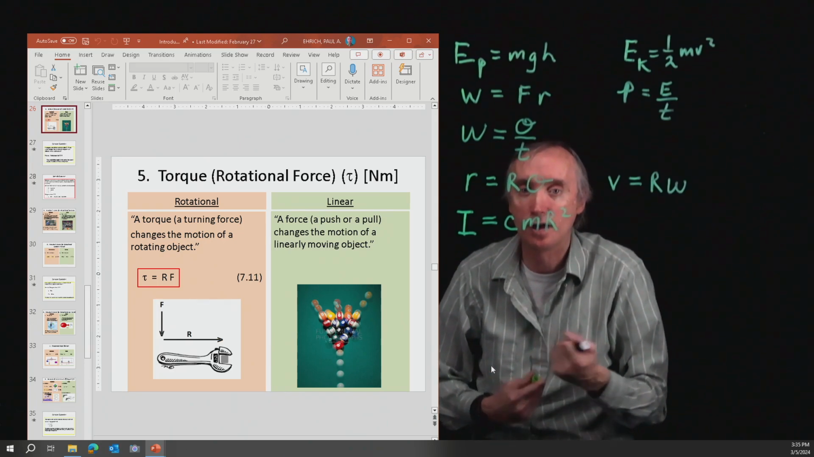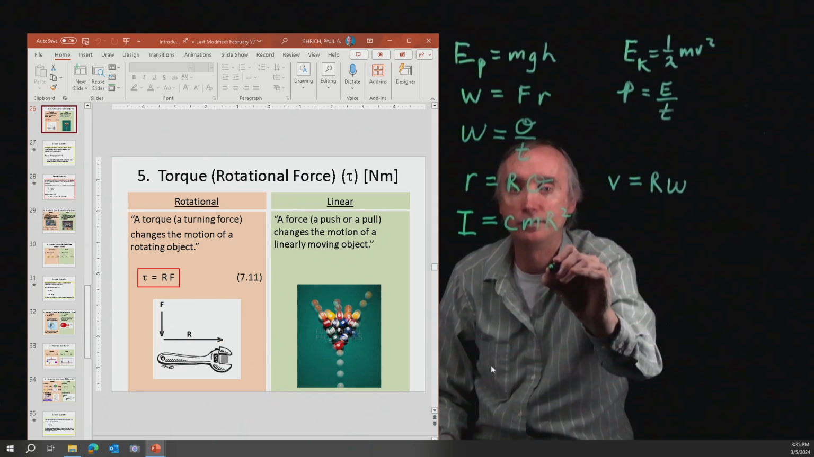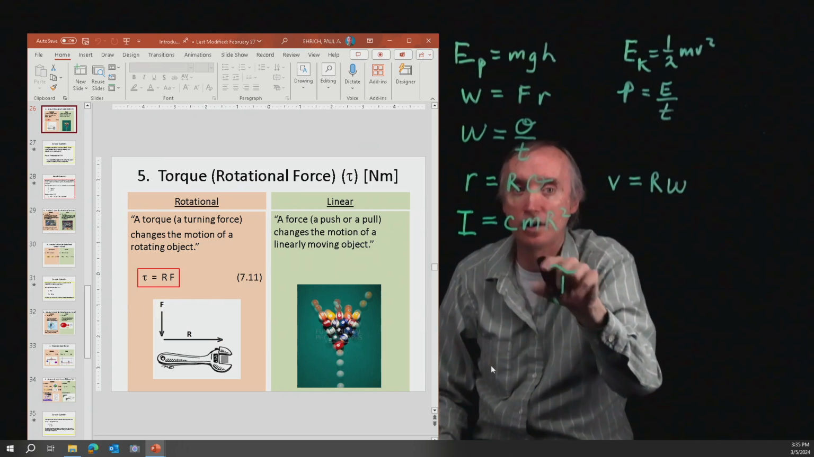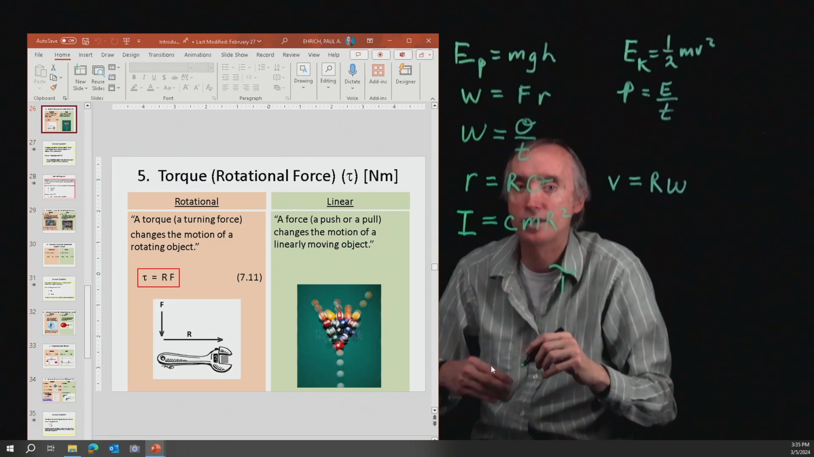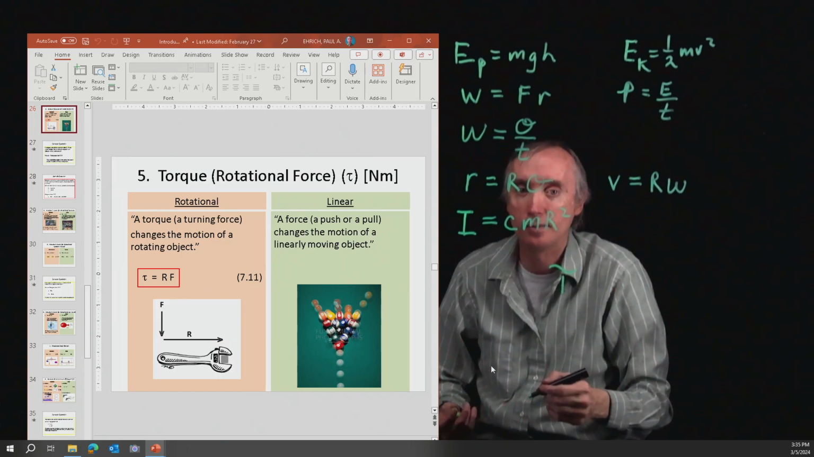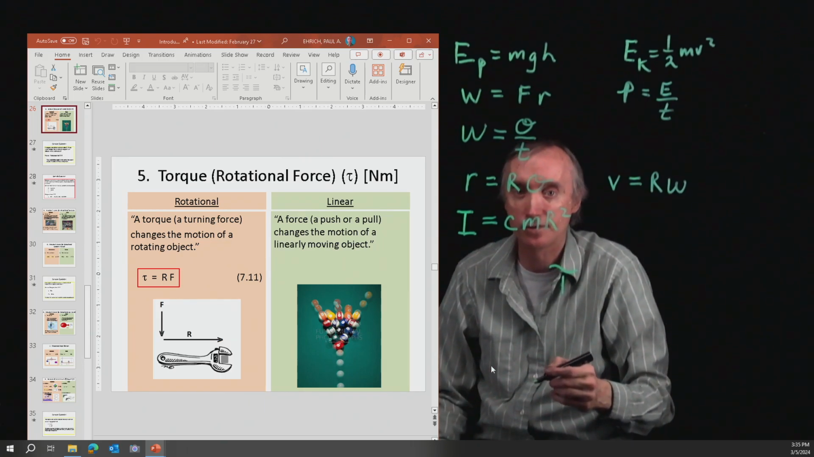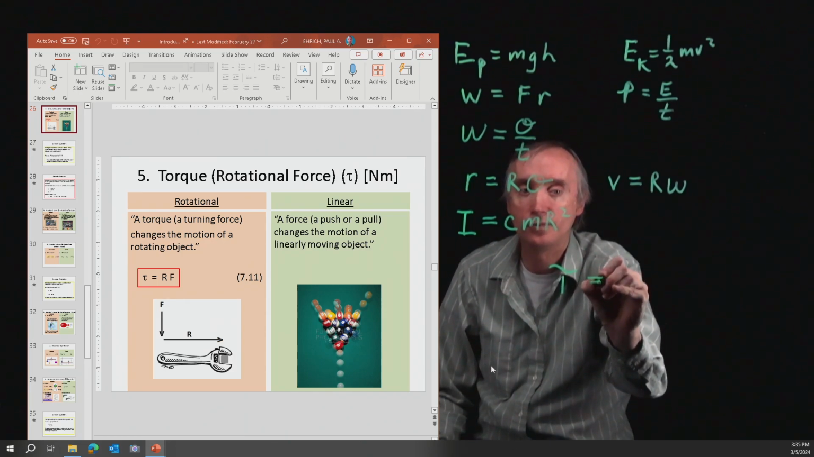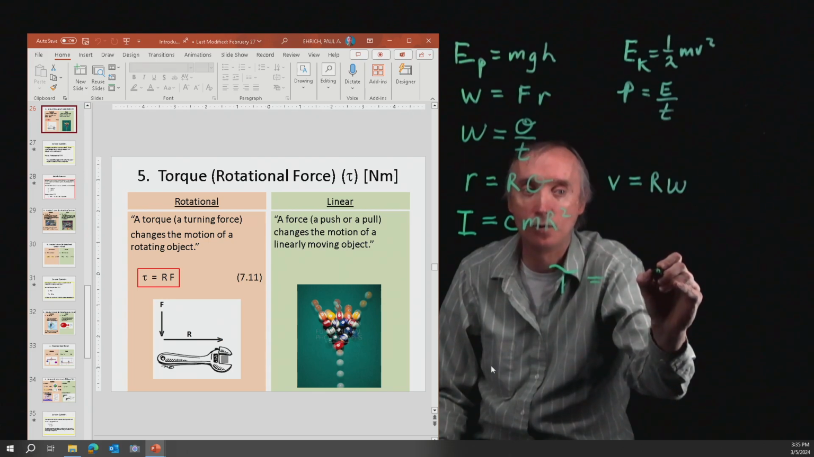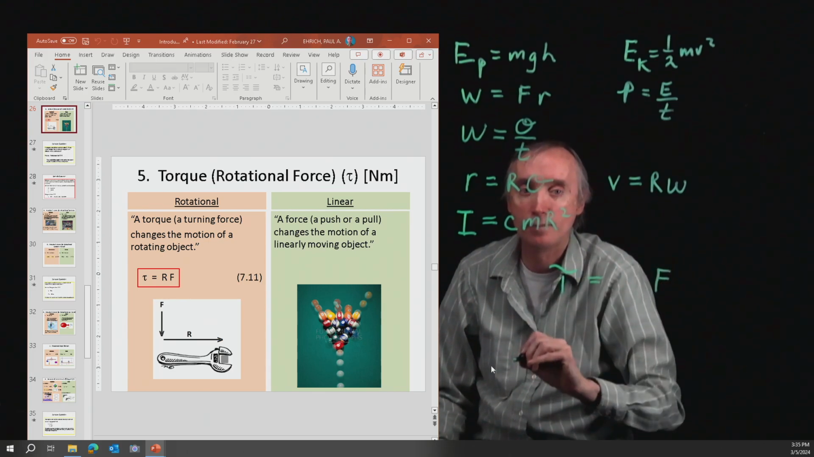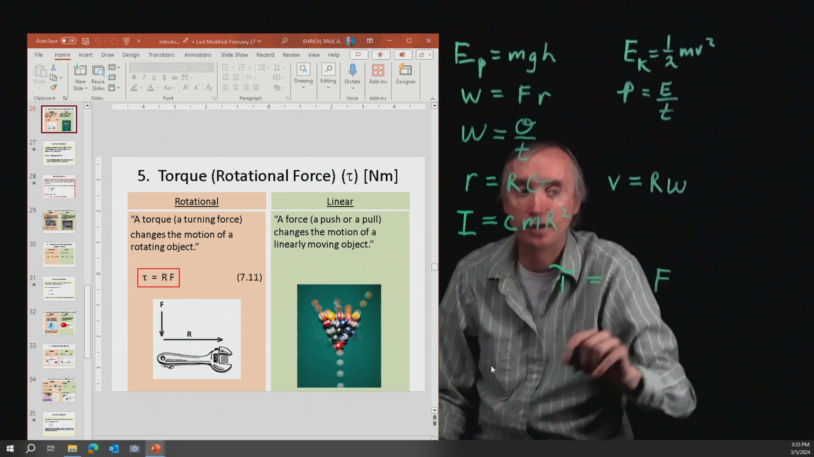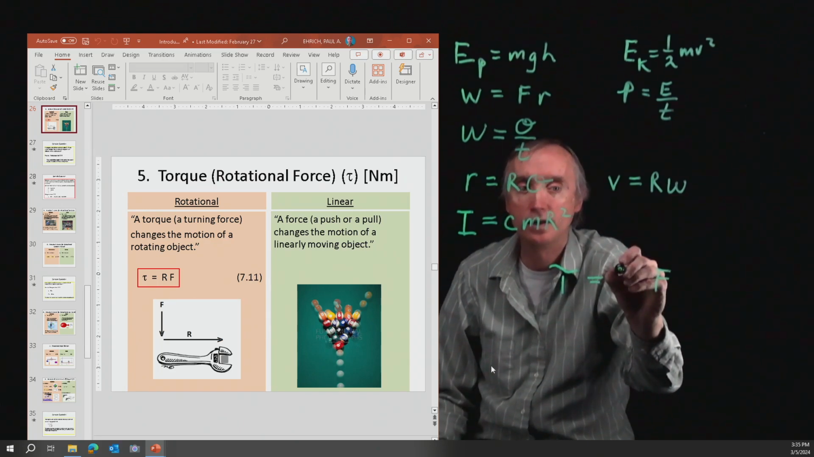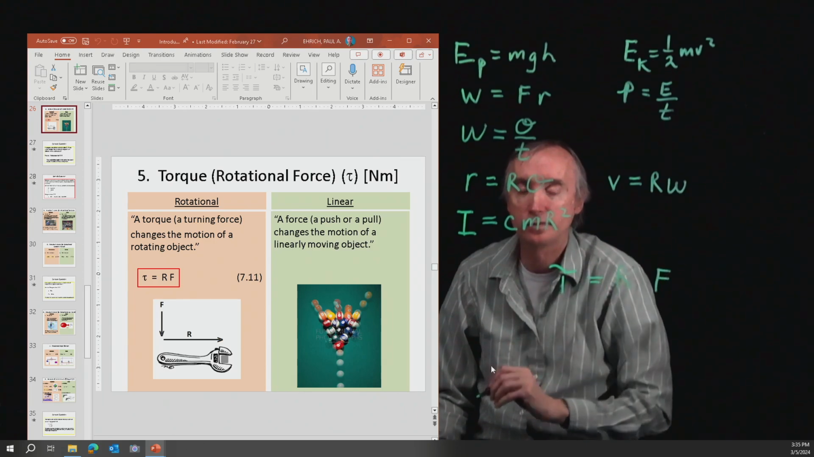So we're going to symbolize torque with the letter T, and this is a Greek T called tau. You'll notice that when we describe rotating objects, we tend to use Greek letters. And so torque tau is related to force, but the connector between linear concepts and rotational concepts is the radius.